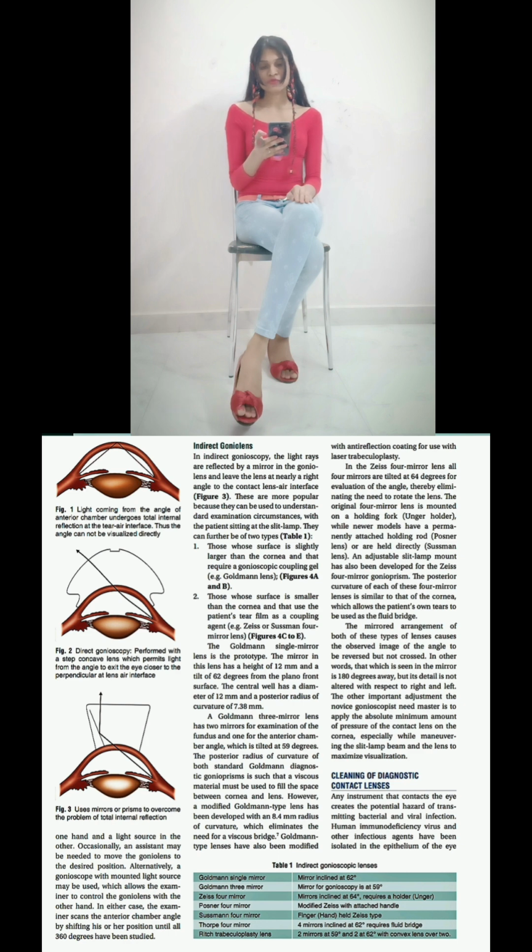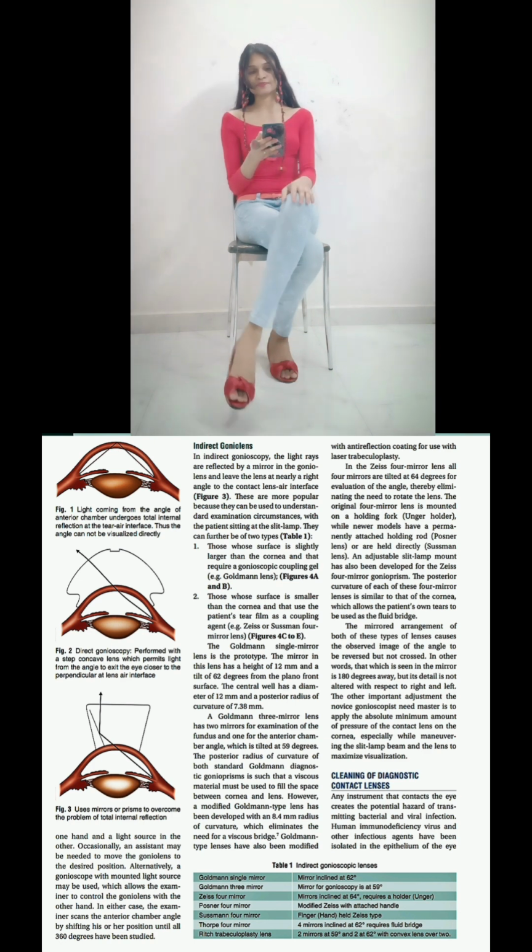In the Zeiss 4-mirror lens, all 4 mirrors are tilted at 64 degrees for evaluation of the angle, thereby eliminating the need to rotate the lens. We don't need to rotate the lens because the mirrors are tilted 64 degrees, so the entire 360 degree view of the anterior chamber angle is covered at this angle in the Zeiss 4-mirror lens.